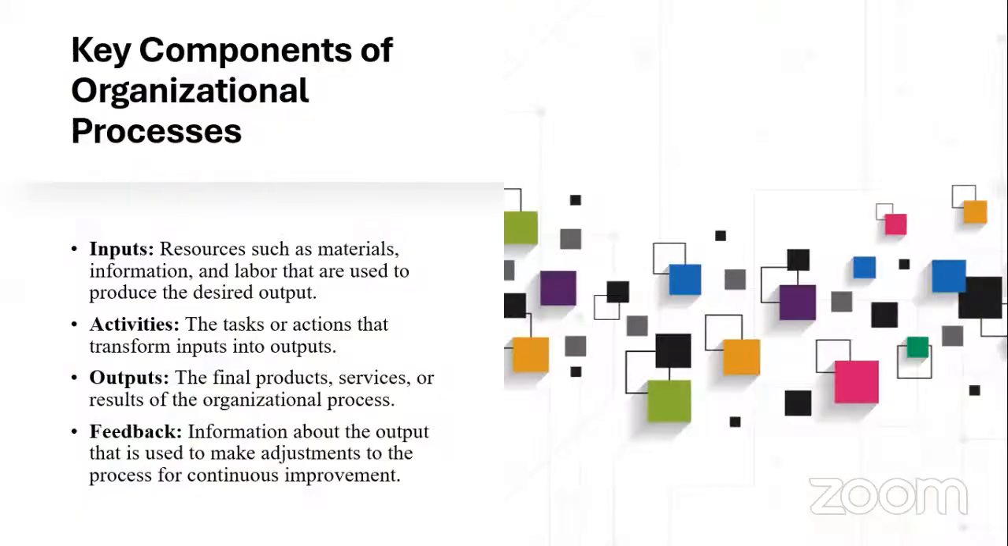The key components of organizational process: we must have inputs, there must be activities, there must be outputs, and there must be feedback. So this is like a transformation circle, okay? A transformation circle of processes. We have inputs, we have activities for the processing unit, and they have outputs and then feedback.